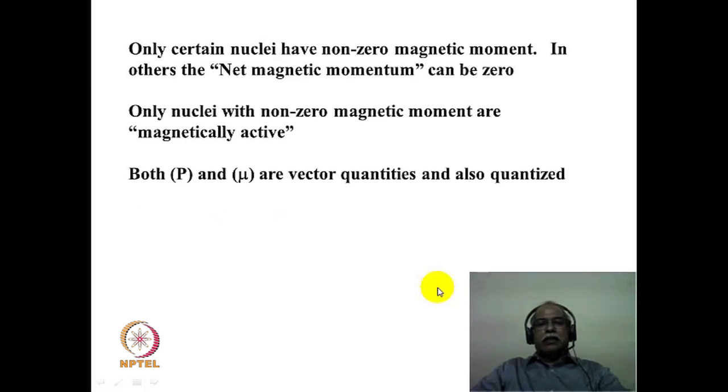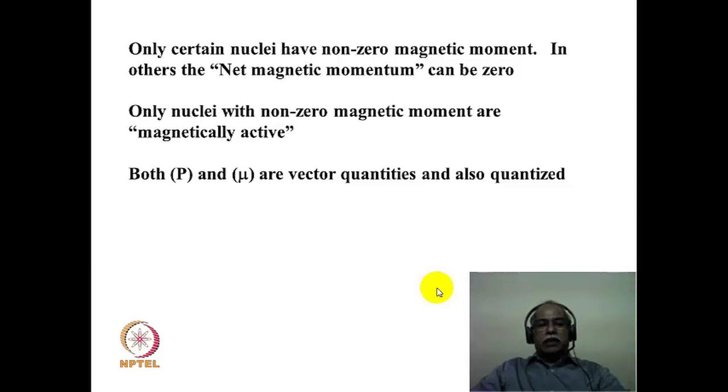Only certain nuclei have non-zero magnetic moment. In other words, the net magnetic moment can also be zero in certain other nuclei. Only nuclei with non-zero magnetic moment are magnetically active, and those are the nuclei which are useful for the purpose of nuclear magnetic resonance spectroscopy. In other words, those nuclei whose magnetic moment is zero are not useful for nuclear magnetic resonance spectroscopy.